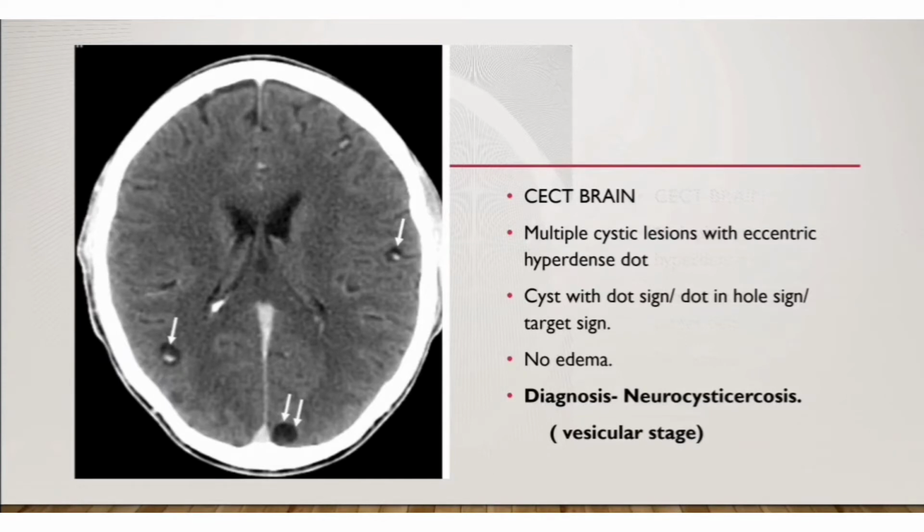So these are the parasitic cyst. This is the cyst, and the hyperdense dot that you can see is the scolex of the taenia. This appearance is called as cyst with dot sign, or dot in the hole sign, or target sign, whatever you can call, but just remember the appearance. And there is no edema. In the vesicular stage, there is no edema and the larva is alive.